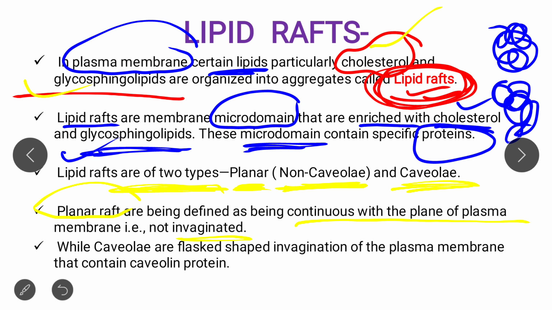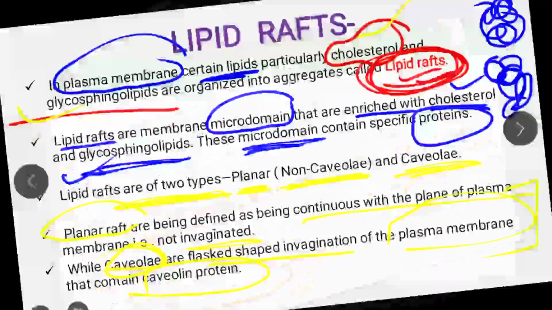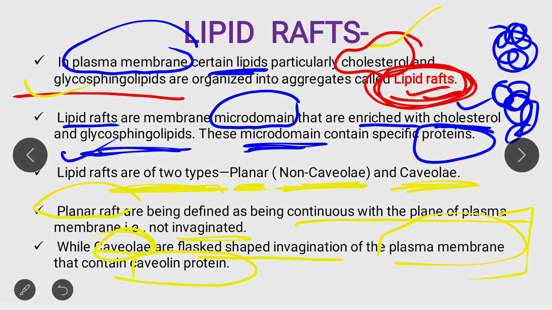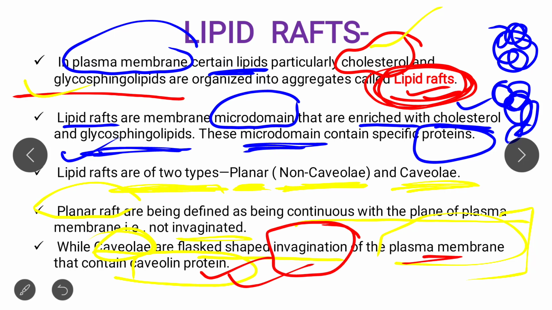Now what are caveolae? Caveolae are flask-shaped invaginations of the plasma membrane that contain caveolin protein. I will discuss caveolae in a future discussion, briefly. For now, remember that caveolae contain caveolin protein, and they are invaginations of the plasma membrane.